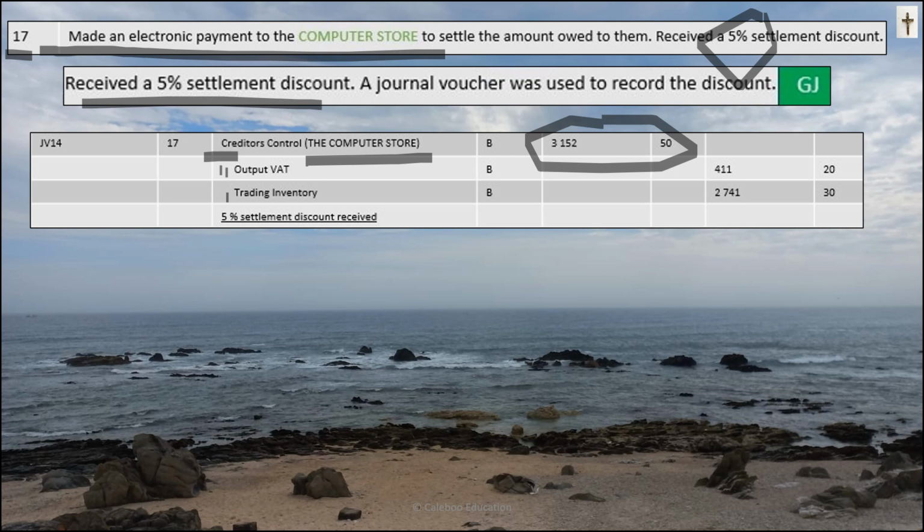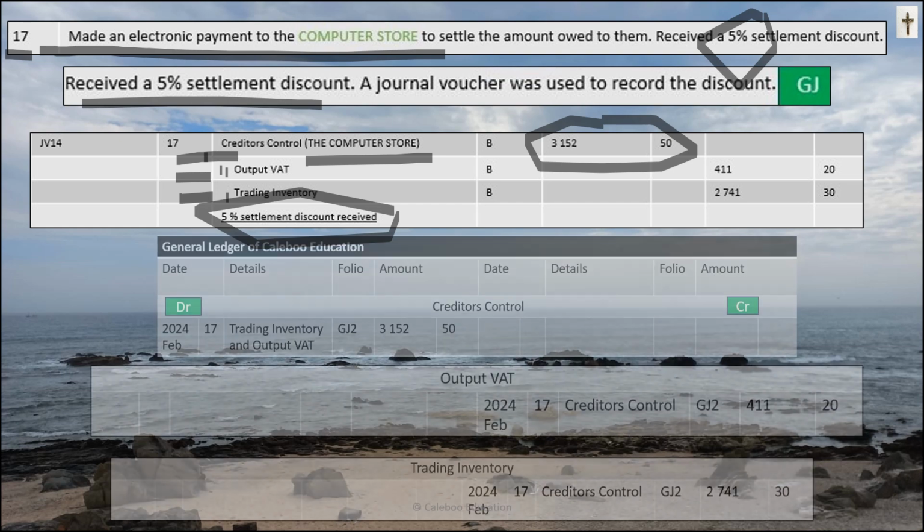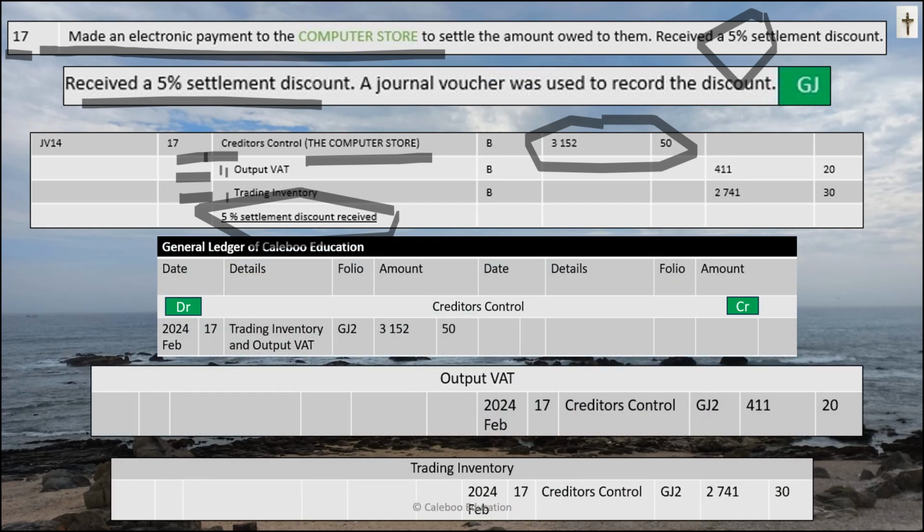So let's check how to deal with that. Once we've done the journal, we post to the ledger accounts. So we're going to debit creditors control, credit output VAT, and credit trading inventory because we received a 5% settlement discount. So these are the ledger accounts that you've just seen that are affected by this transaction. We've got creditors control, output VAT, and trading inventory.